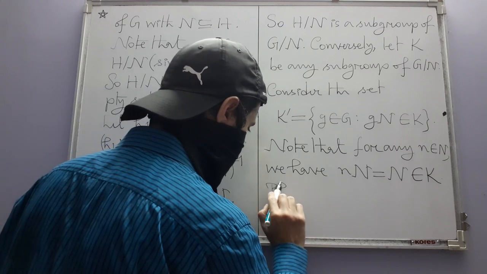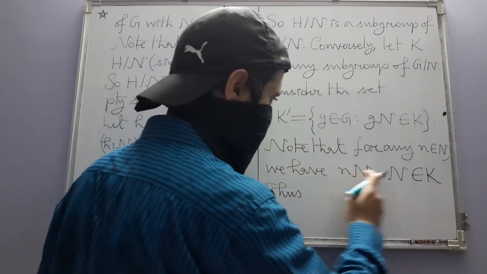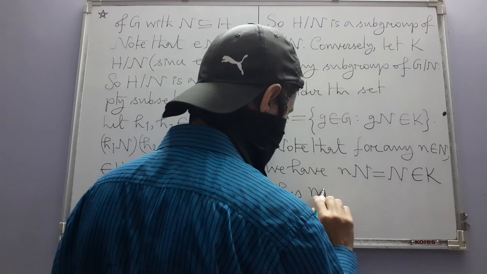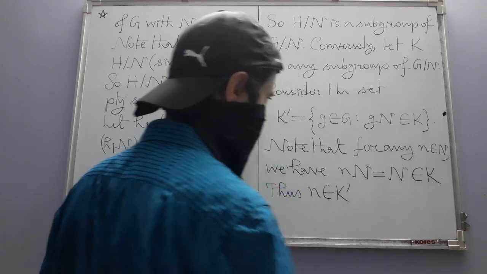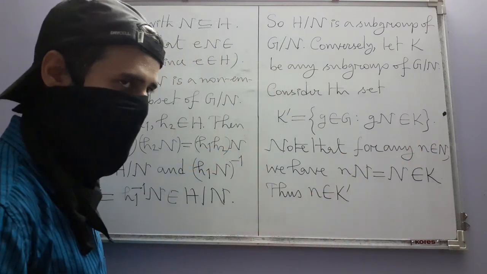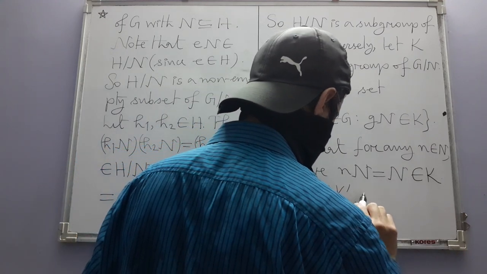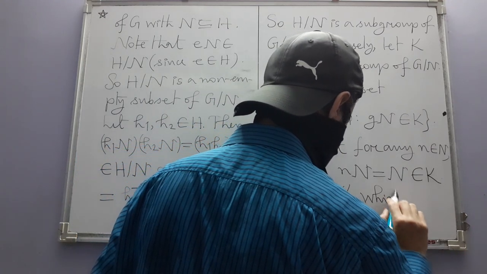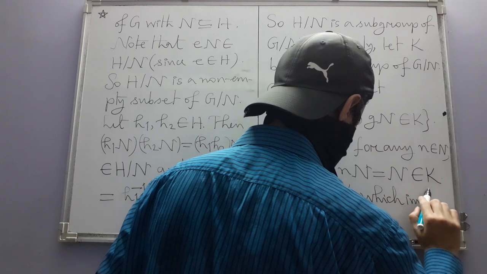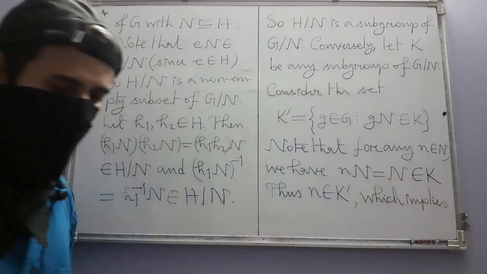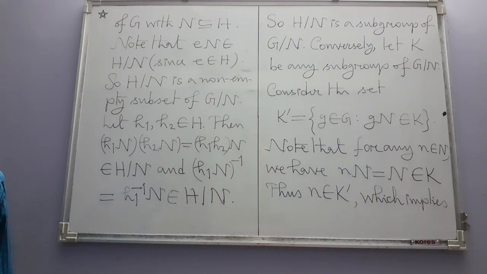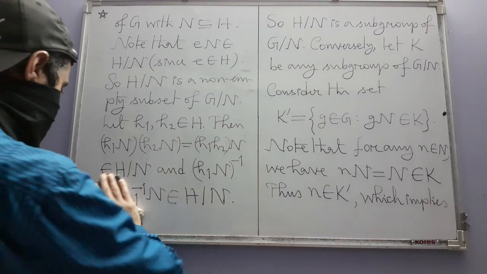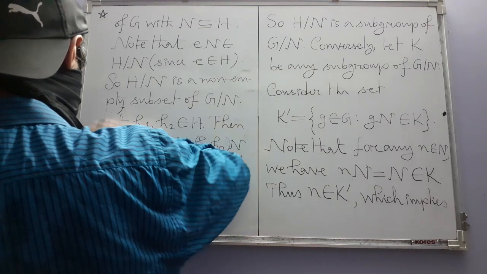Thus, because of this condition, N will belong to K prime. So any element of N is again in K prime, which implies that N is a subset of K prime.